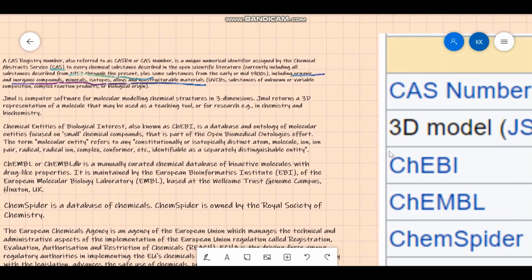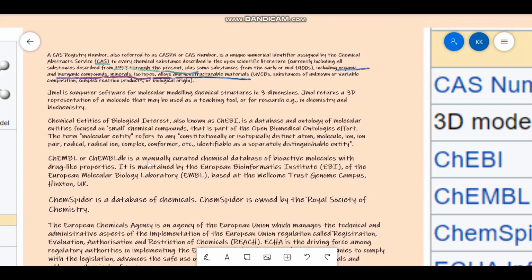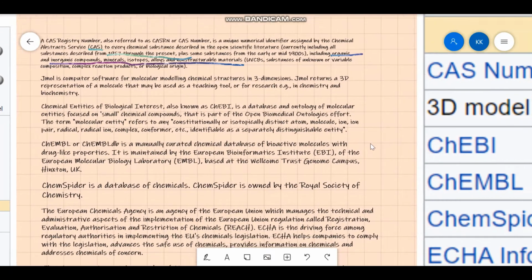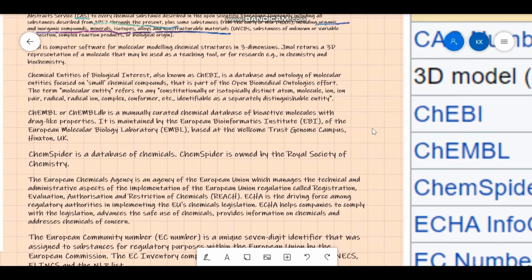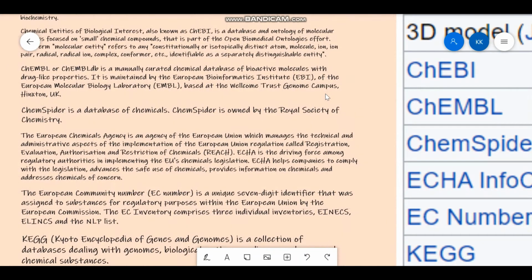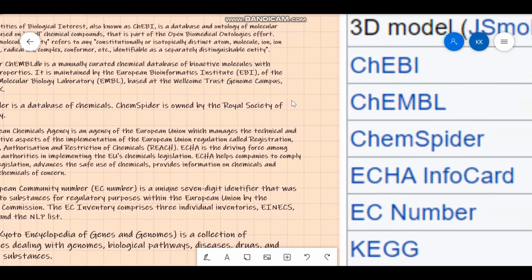Next is ChEMBL. ChEMBL or ChEMBL-DB is a manually curated chemical database of bioactive molecules with drug-like properties. It is maintained by the European Bioinformatics Institute of the European Molecular Biology Laboratory, based at the Wellcome Trust Genome Campus, Hinxton, UK. Next we have ChemSpider. ChemSpider is a database of chemicals. It is owned by the Royal Society of Chemistry.